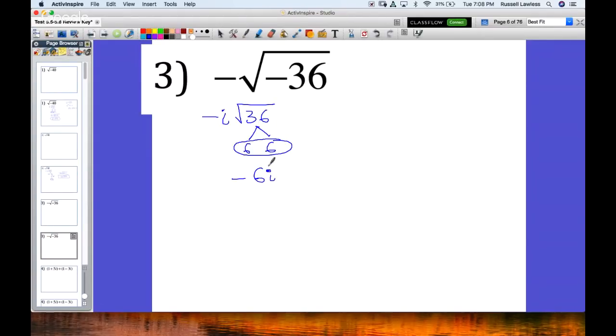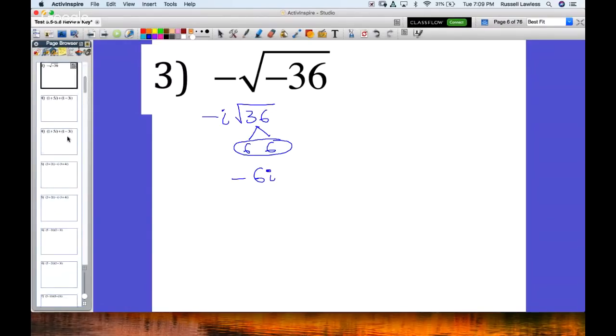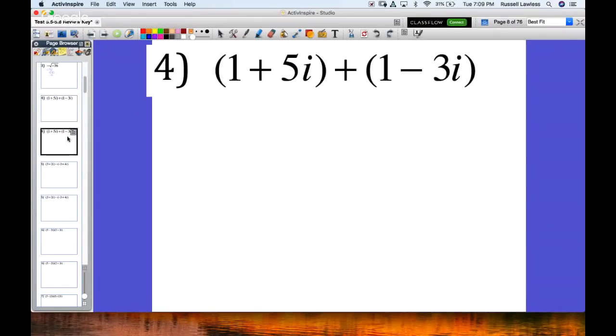And again, if you still have questions after this video, feel free to ask during class on Thursday. So that's essentially simplifying radicals in imaginary numbers.